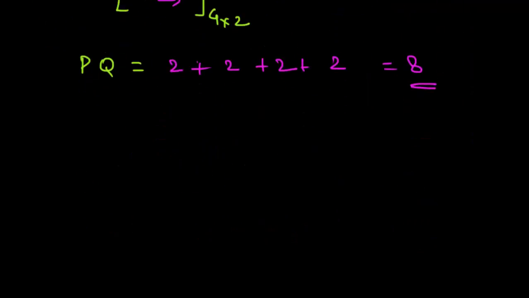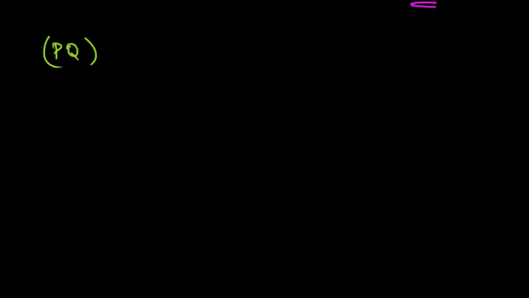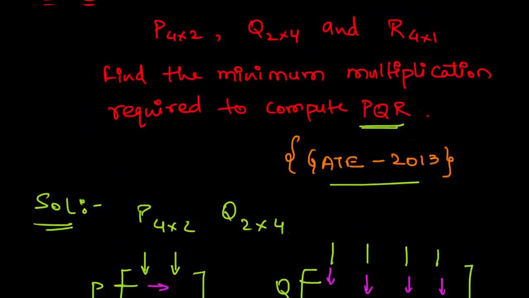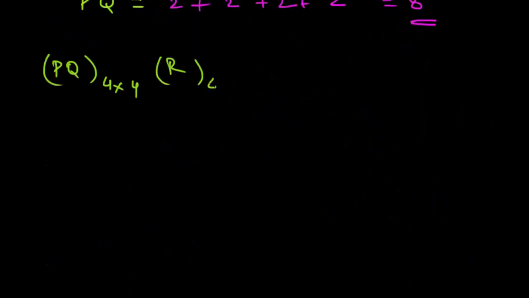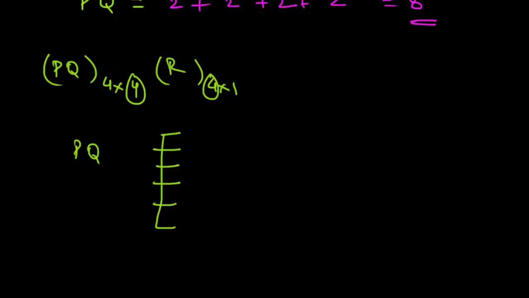Next, let's multiply PQ with R. Let's multiply PQ, which is having a dimension of 4 cross 4 with R. R is having dimension of 4 cross 1. Okay, again let's try to visualize it. So we have PQ as 4 rows and 4 columns. R has 4 rows and 1 column.